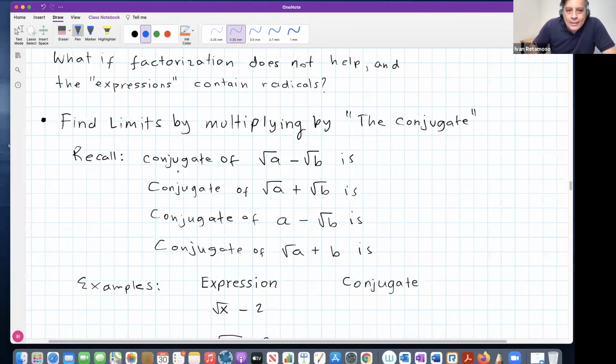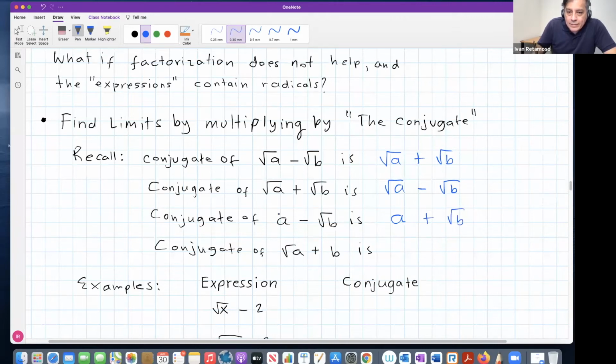Recall, the conjugate of square root of a minus square root of b is square root of a plus square root of b. The first term stays the same, the second term changes its sign. The conjugate of square root of a plus square root of b is square root of a minus square root of b. First term the same, second term changes its sign. The conjugate of a minus the square root of b is a plus the square root of b.